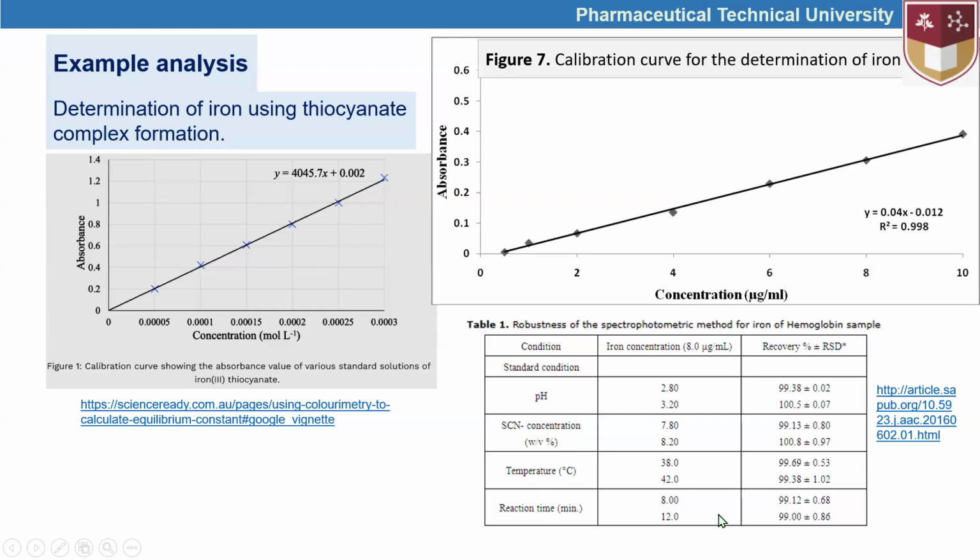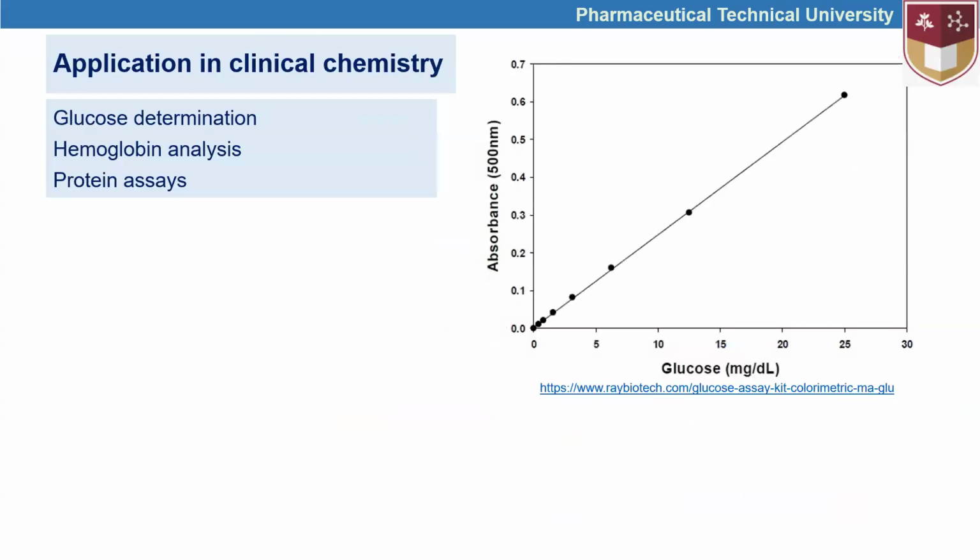And the reaction time, here we can see 99.12, 99.0. So the difference for 4 minutes is not something significant. So these are the pointers that we have to pay special attention to while we are developing our own calibration curve for the methods we are dealing with.